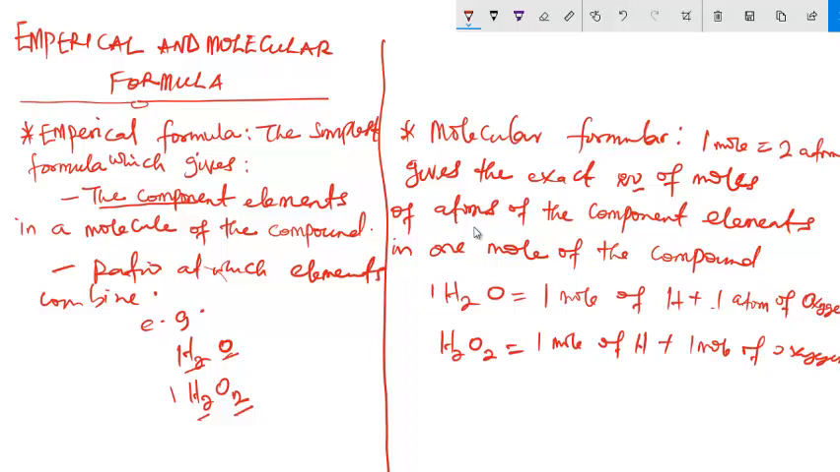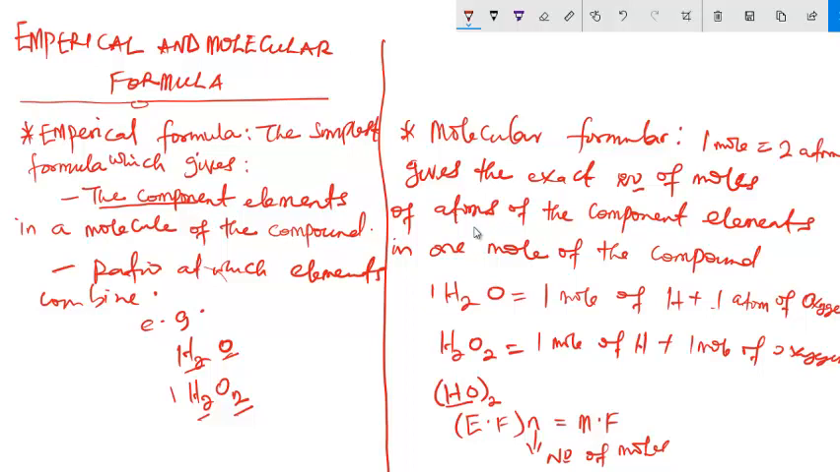So this is the molecular formula. And if you take a look at this, something is common. So you can say that hydrogen peroxide is HO multiplied by 2. In this case, the simplest formula is HO, and that is the empirical formula. So when you multiply that empirical formula by the number of moles, then you get the molecular formula. In this case, n is our number of moles.